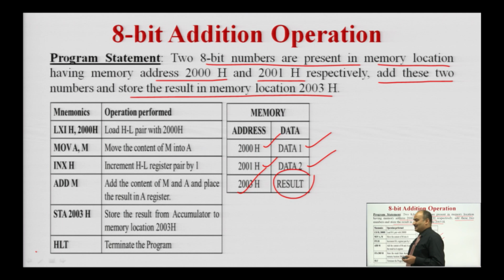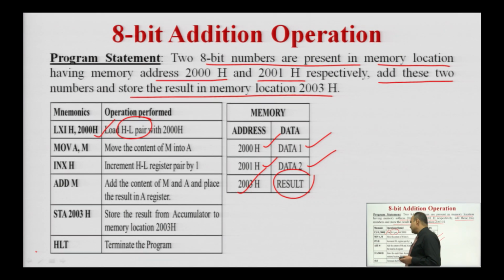We need to initialize the memory locations having addresses 2000 H and 2001 H. With the help of the instruction LXI H, 2000 H, whenever the microprocessor executes this instruction, it will load 2000 H into the HL register pair. Here the HL register pair will indirectly give the address of the memory where the first 8-bit number is present.